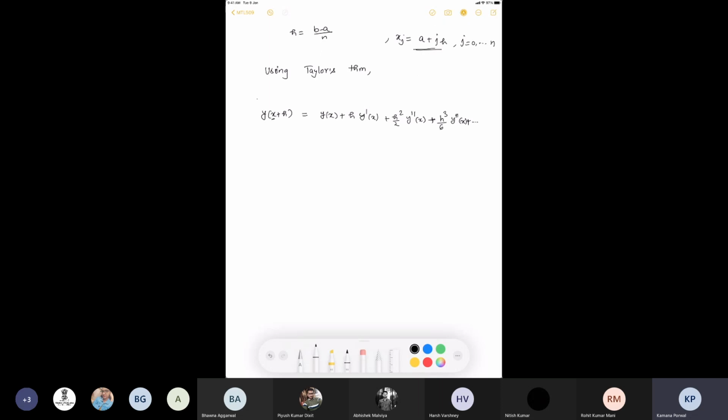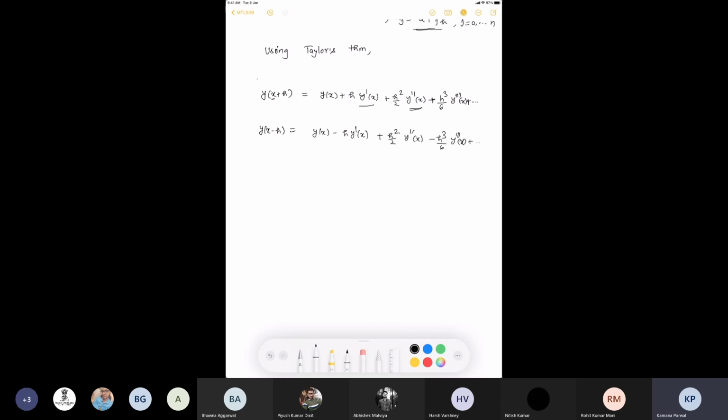So I'm not putting a final remainder term here. I'll first try to obtain the approximation. For example, I want to get the approximation of y double prime and y prime, so I'll see suitably where to end the series. And then we have y of x minus h equals y x minus h times y prime x plus h square by 2 y double prime x minus h cubed by 6 y triple prime x plus, so this continues.